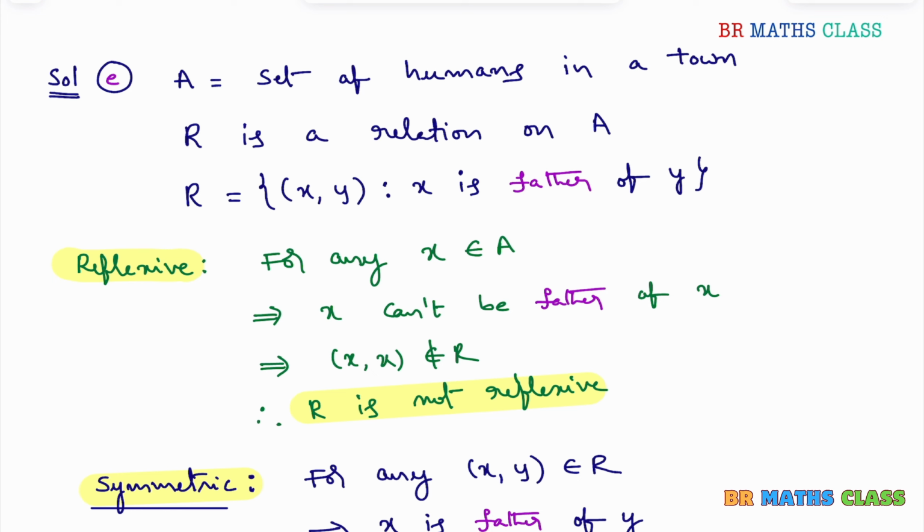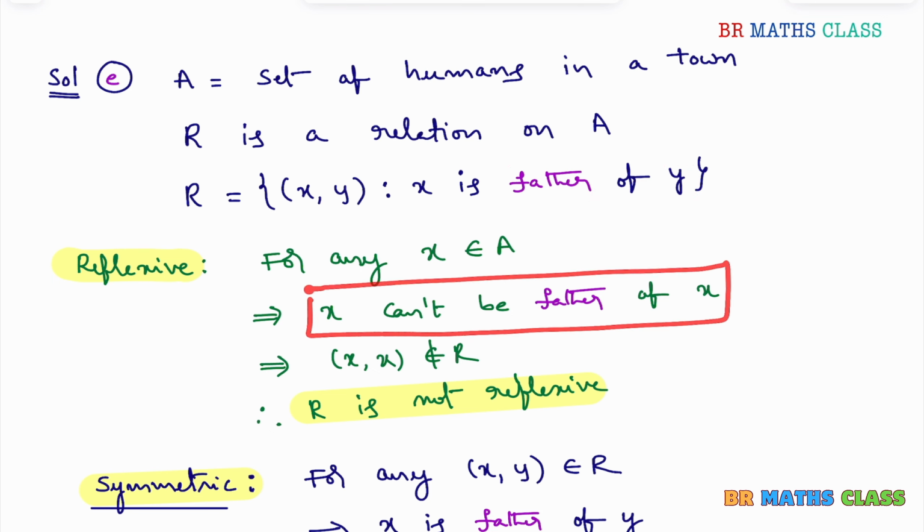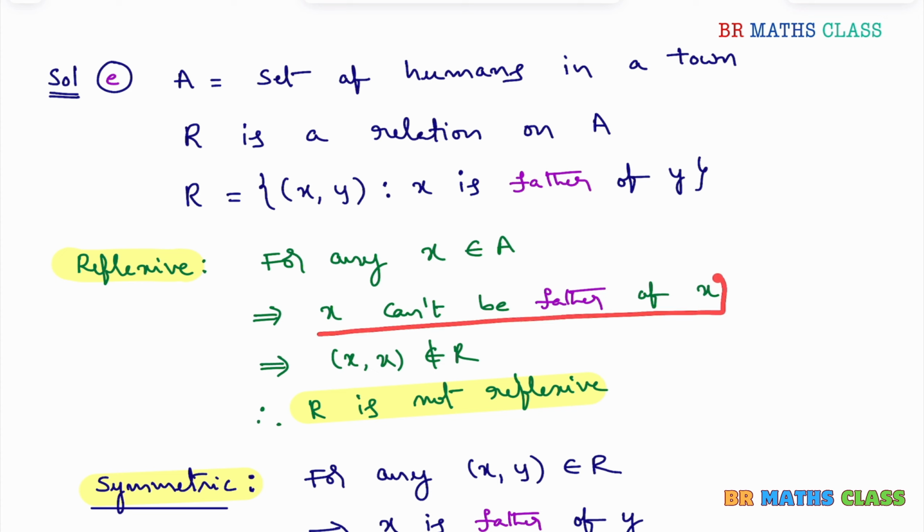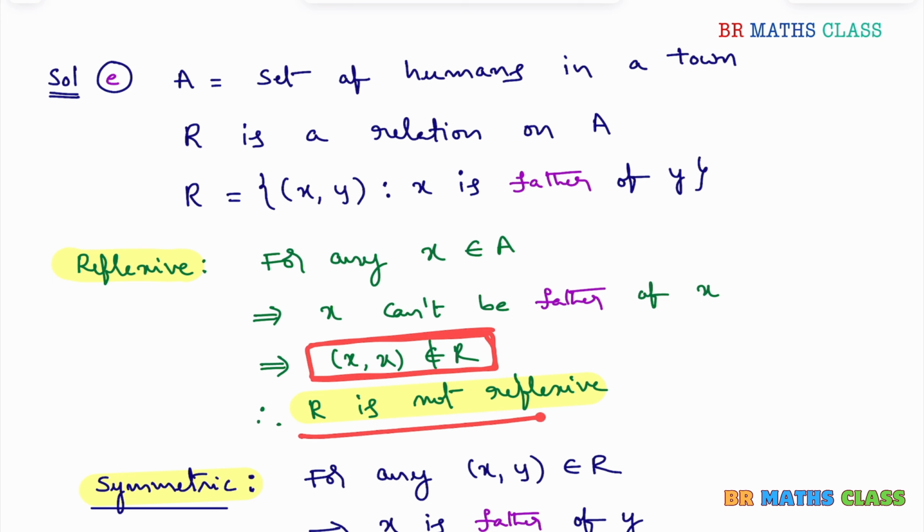How funny it is, one person can be father of himself. No, it's not possible. It is a common sense thing. You can easily understand that x cannot be father of x. If x is the father of x, then only the ordered pair x comma x belongs to this relation. As x is not a father of x, the ordered pair x comma x does not belong to the relation. As the ordered pair x comma x does not belong to the relation, we can say that this relation is not reflexive. I hope you understand this.